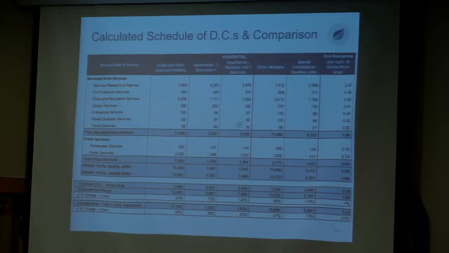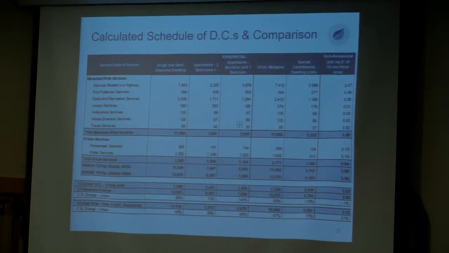With the fully calculated charge being about an 83% increase for single and semi-detached dwelling units, the charge in the first year of the bylaw would only be a 46% increase when factoring in the statutory 20% reduction to the charge. I'm focusing on the single and semi-detached dwelling units at the moment because those units do represent about 60% of the anticipated development in the city over the next 13 years.